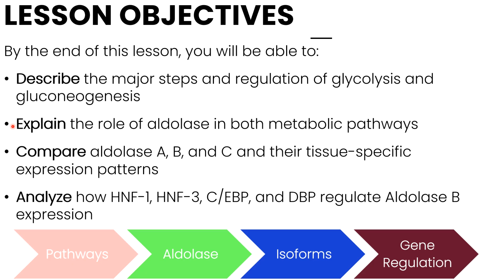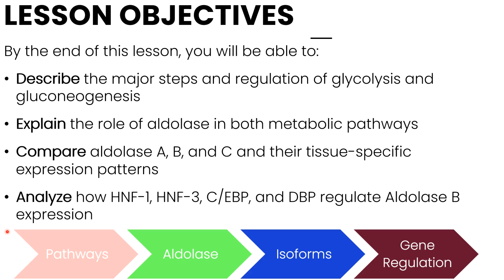Next, we are going to focus on Aldolase and look at the reaction it catalyzes in both pathways. Then we are going to compare our 3 major Aldolase isoforms, Aldolase A, Aldolase B, and Aldolase C. And we're going to connect their expression patterns to different tissues within the body. Finally, we're going to move from our metabolic regulation to our gene regulation. We are going to focus specifically on Aldolase B and examine how HNF1, HNF3, CEBP, and DBP influence its expression.